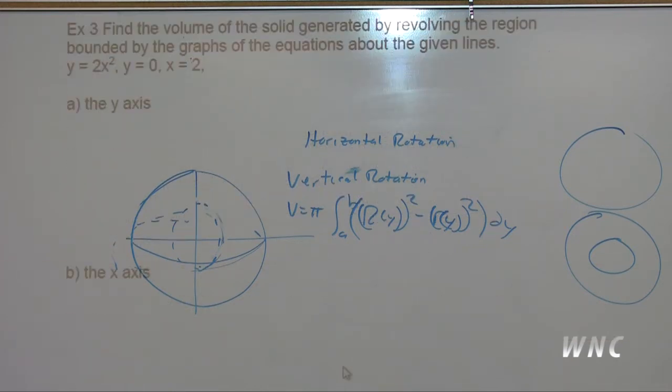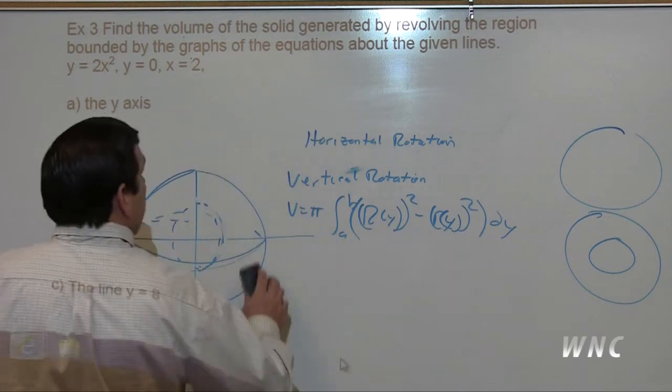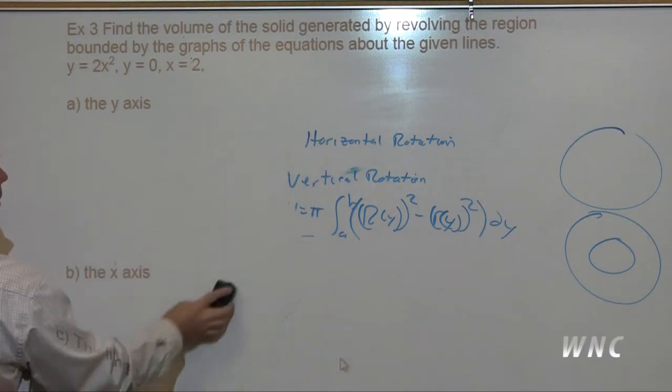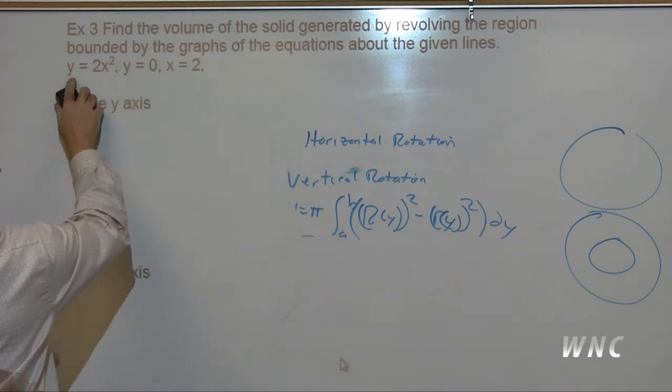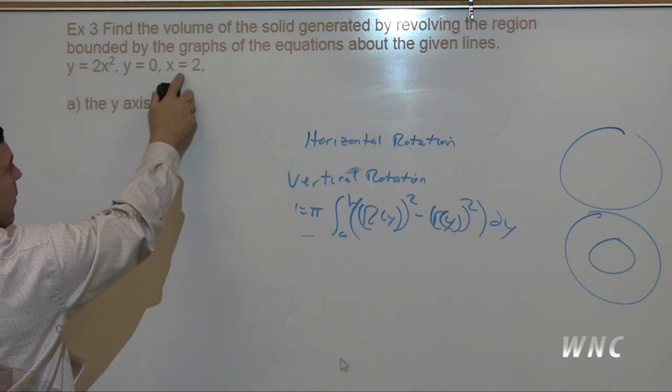Page 4. So here we're going to find the volume. We have 4 different parts to this. Find the volume of the solid generated by revolving the region bounded by the graphs of the equations about the given lines. Y equals 2x squared, y equals 0, and x equals 2.